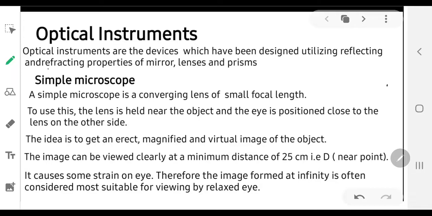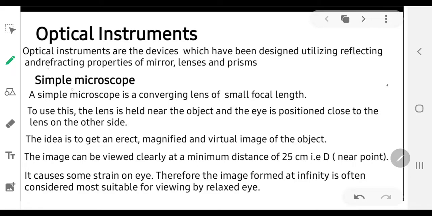Students, today we'll discuss optical instruments. What are these optical instruments? These are the devices which have been designed using the refracting properties of mirrors, lenses and prisms. So whichever devices have been designed using optical properties are called optical instruments.